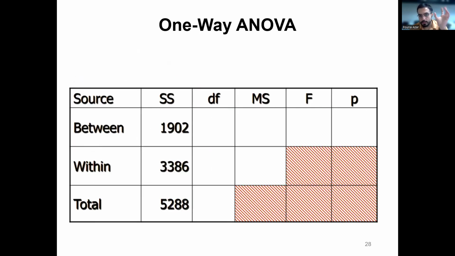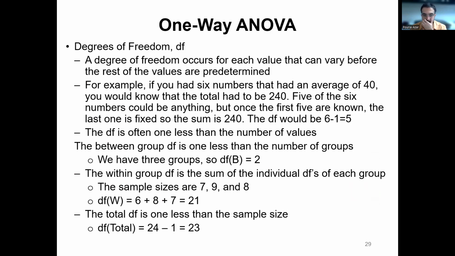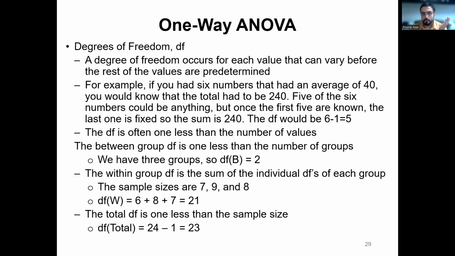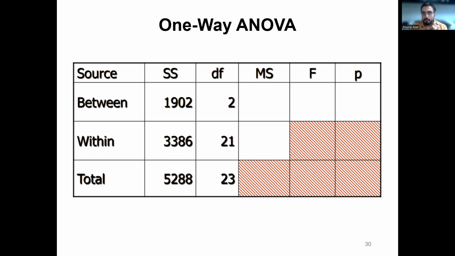So right now we are completing our table. We just did sum of squares between and sum of squares within. If we add these up together, we get the sum of squares total, or the total variation in the data. Now the degrees of freedom. For the between, we have three groups. 3 minus 1, it's 2. That's our degree of freedom.